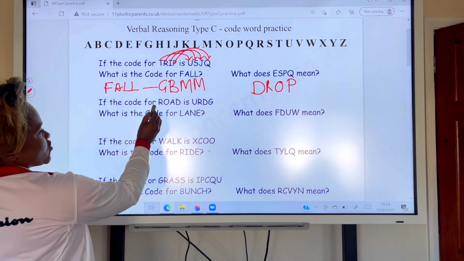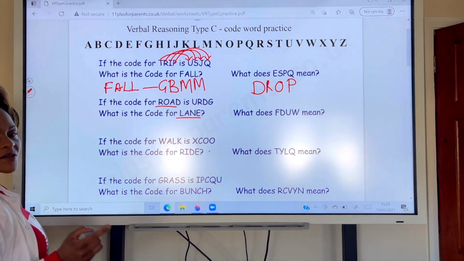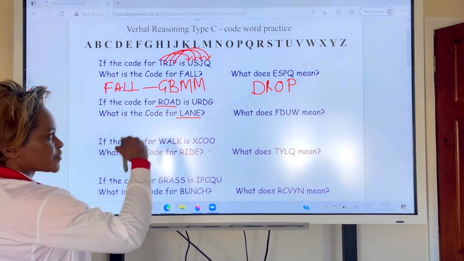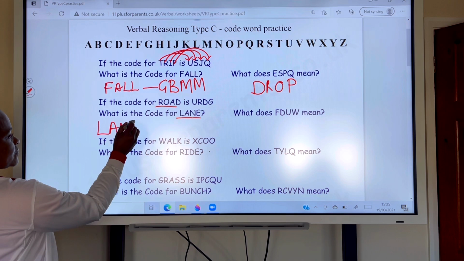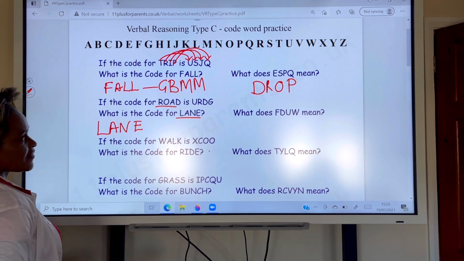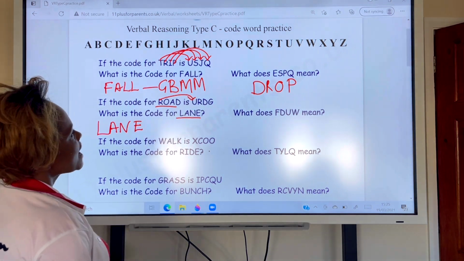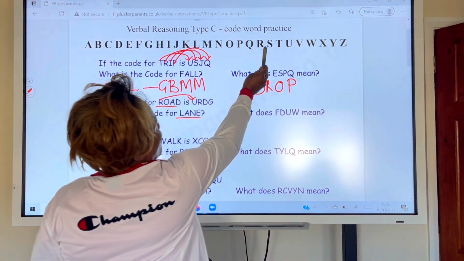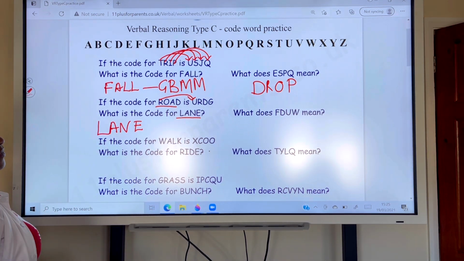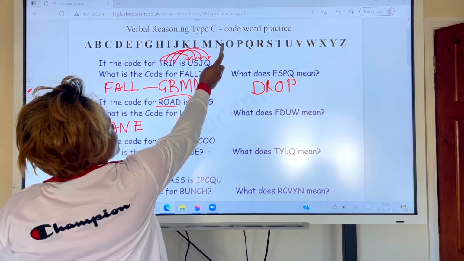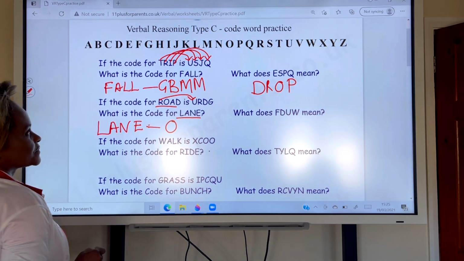We have got road. The code is this one. So we need to find the code for lane. Like we said, when we have got the code, we decode, we go backwards. So let's write our lane here. Let's find the pattern. R to U. We are doing 1, 2, 3 forward. So my L, I'm doing 3 forward, 1, 2, 3. That would be O. So my first letter will be O.